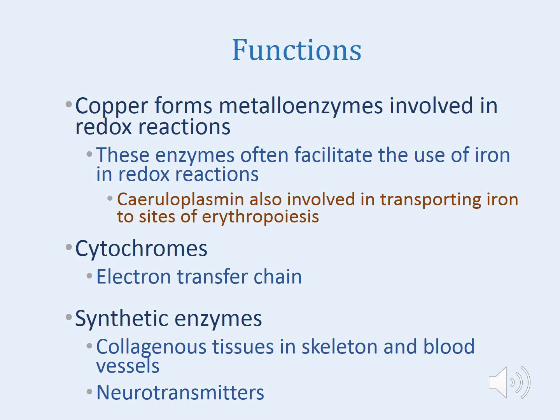So copper acts as a cofactor for metalloenzymes, which are involved in redox reactions in many metabolic pathways. Ceruloplasmin is also involved in transporting iron to sites of erythropoiesis, i.e. the bone marrow. Copper acts as a cofactor for the enzyme cytochrome C oxidase, which combines electrons, hydrogen ions and oxygen to form water in the electron transport chain. Thus, copper is vital for ATP production. Copper is also used in synthetic enzymes to promote synthesis of neurotransmitters and collagen.